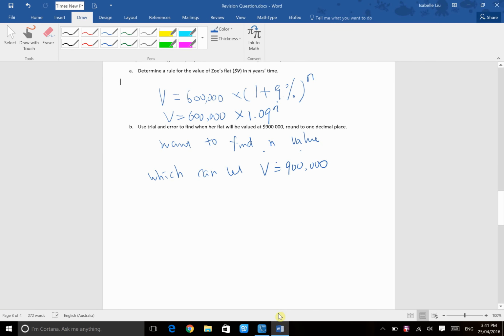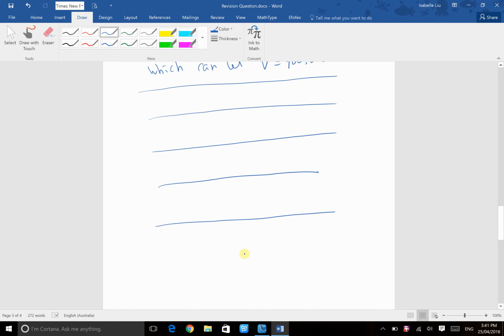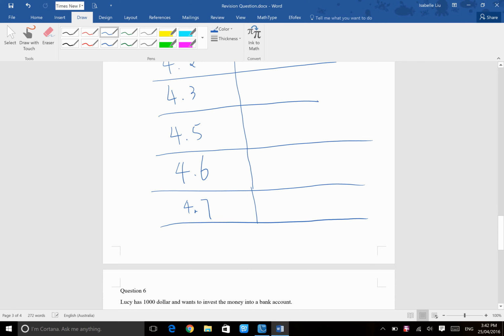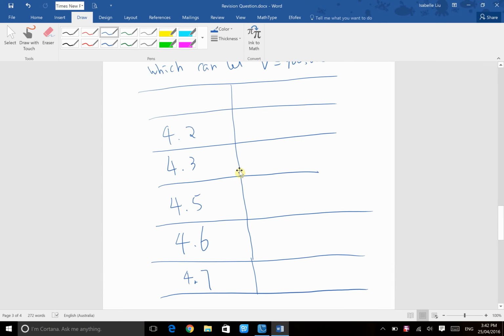So let's make a table here. Let's say 4.3, 4.4, 4.5, 4.6, 4.7, 4.8. So let's try these values.